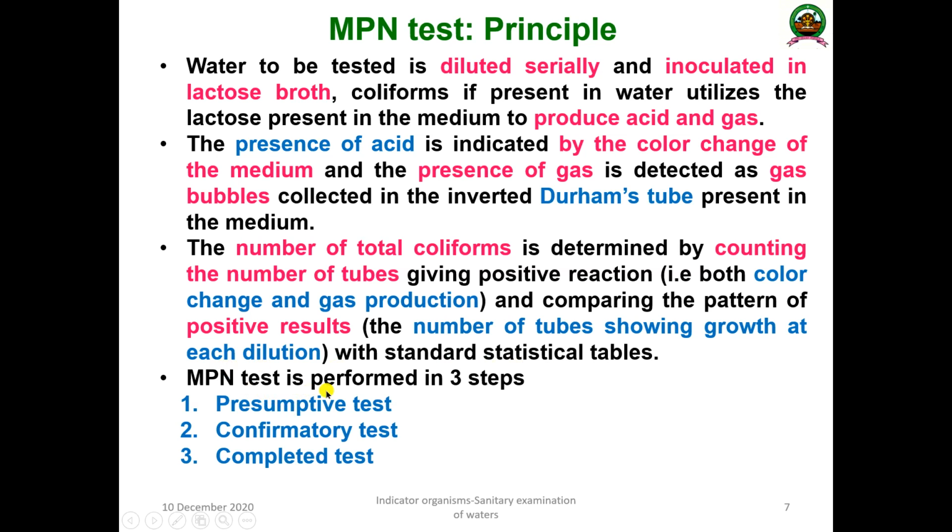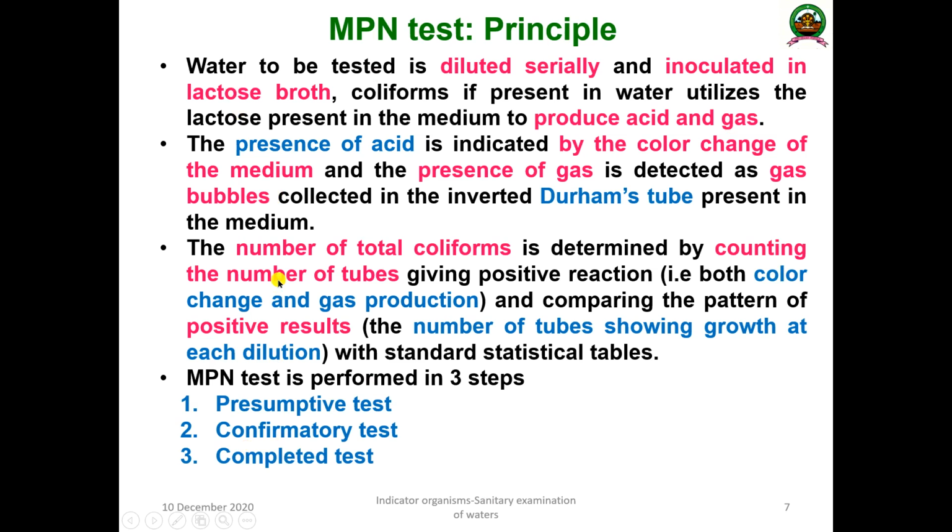Then the MPN test is performed by 3 different tests. It requires 3 days to perform. That is what I initially told. This is a 3-day test. First day, the test is known as presumptive test. Second day, the test is known as confirmatory test. Third one is known as completed test. Presumptive test, confirmed test, and completed test. This is the principle of MPN test.